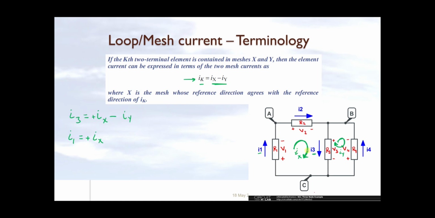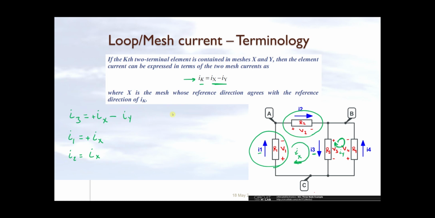When Ix is traversing R2, it follows the same direction as I2. So I2 is equal to Ix. Note that in R1 and R2, the only loop current component that loops through them is Ix, and as a result I have only Ix here. Whereas R3 is shared between two loops, so it has Ix looping from the left and Iy looping from the right, and that's why we have I3 written as a superposition of Ix and Iy.